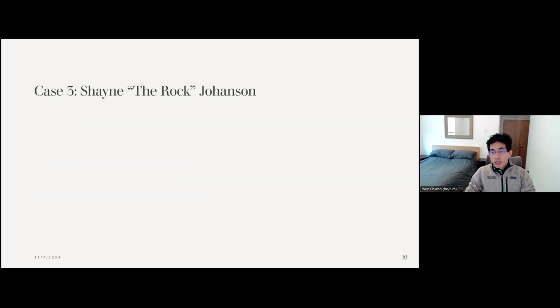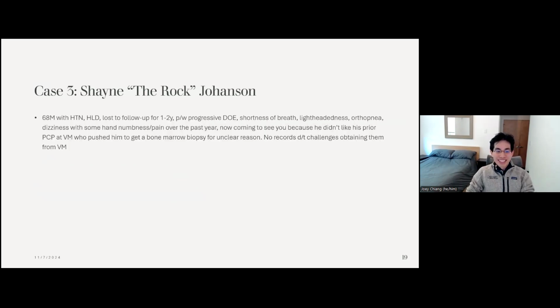Great. Not last, but certainly not least, this is Shane the Rock Johansson. This is a 68-year-old gentleman with hypertension, hyperlipidemia. He's been lost to follow-up for 1 to 2 years. Has some degree of progressive dyspnea on exertion, shortness of breath, lightheadedness, orthopnea. Also has some dizziness and has had some hand numbness and pain over the past year.